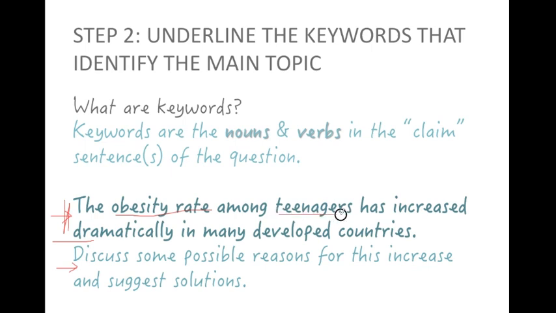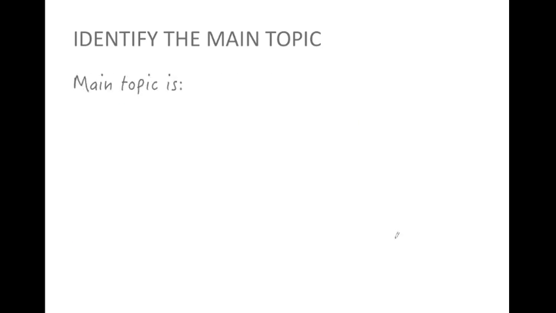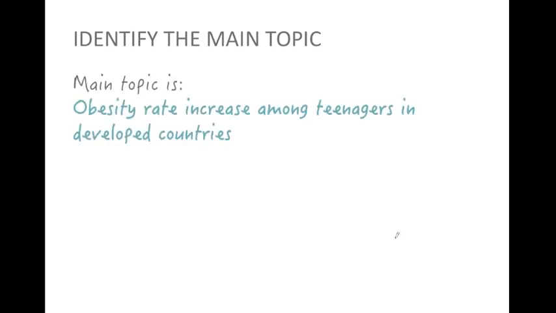So obesity rate, teenagers, increased, developed countries. So now, once we do this, it will quickly help us identify the main topic of the question. And in this case, our main topic is obesity rate increase among teenagers in developed countries. Now, you need to write only about this topic.